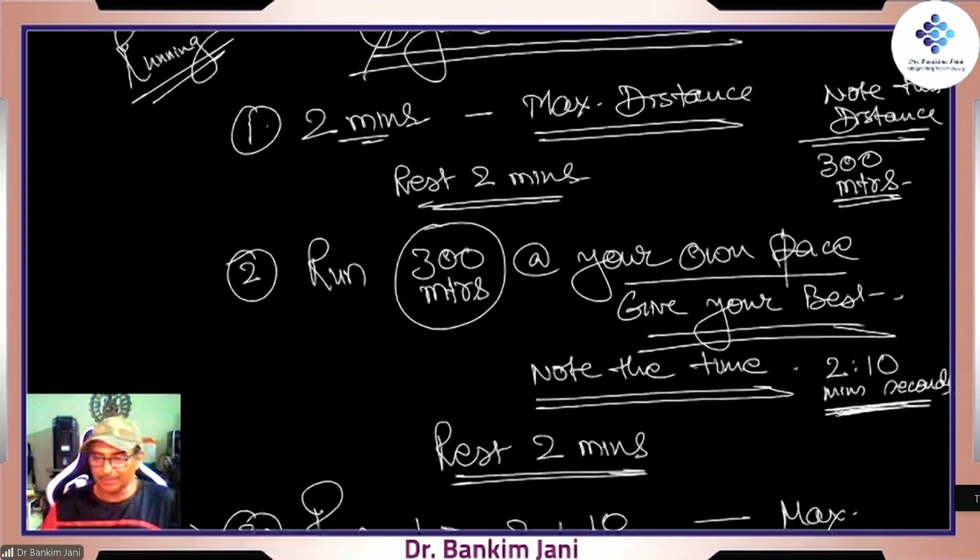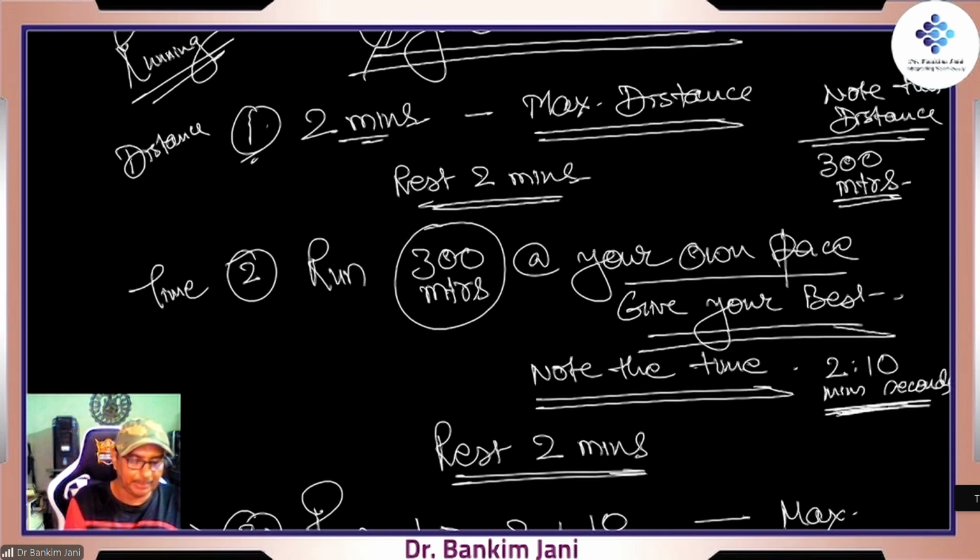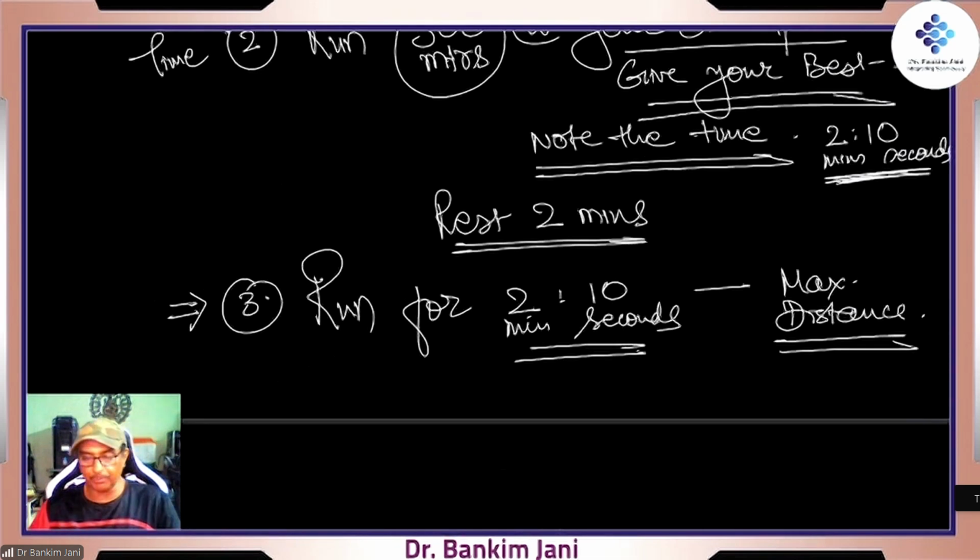In one, you got the distance, right? In 2 you got the time. And in 3, you're combining both of them. So you're giving your best distance, you're giving the best time, and then go for it. Right? Because when you do this, after that you'll be exhausted, because rest is only 2 minutes.